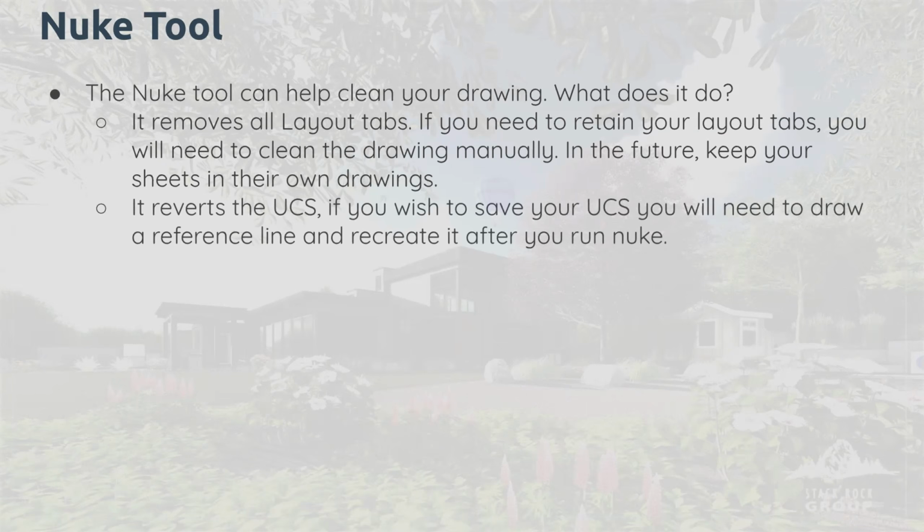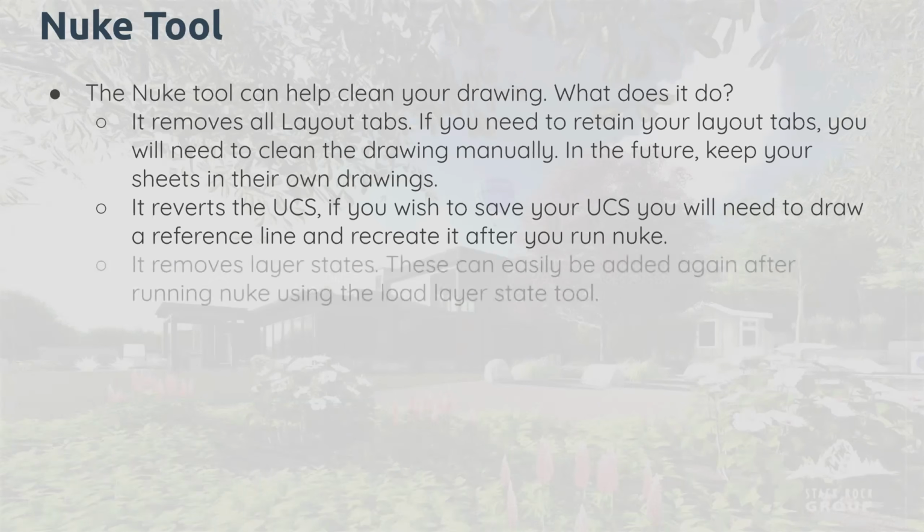Nuke, when it's running, will also revert your UCS. So if you have a specific UCS set, you're going to want to use a reference line. We recommend you just draw a line facing due east. That way, when you open your clean drawing and the UCS is not where it was, you have that reference point to quickly put everything back.